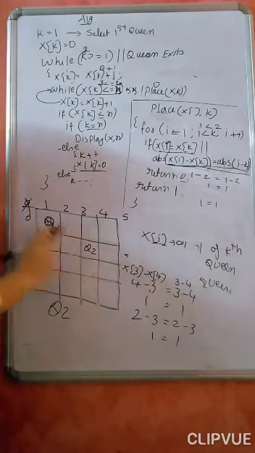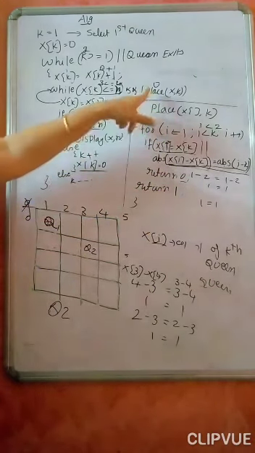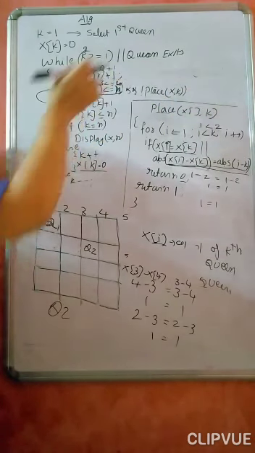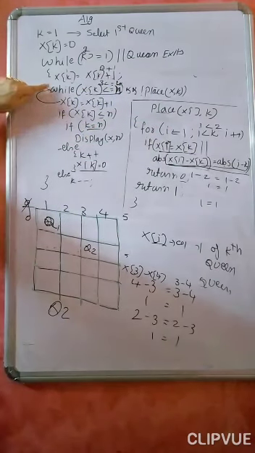Now are you having any attack? There is no vertical attack. There is no diagonal attack. So what will this function return? It will return 1. So not of 1 is 0. So 0 and something is 0. Now this while condition will become false. Where will I come back?